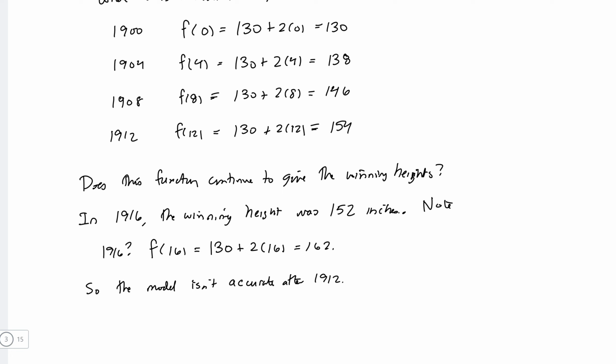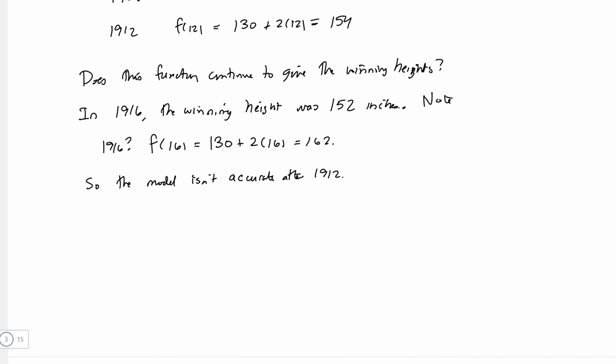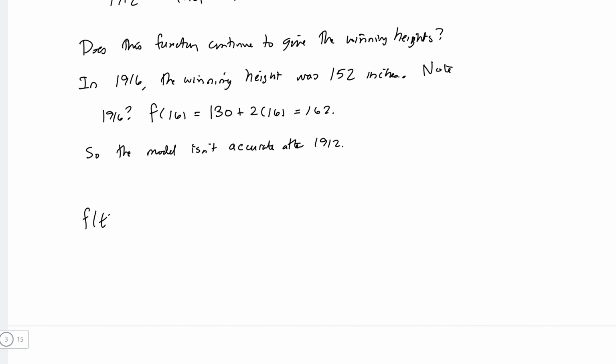Okay, so models usually aren't perfect, but that one gives us our data for a little bit of time. So you might recognize this function is a particularly nice function. So this f of t equals 130 plus 2t. This is a line.